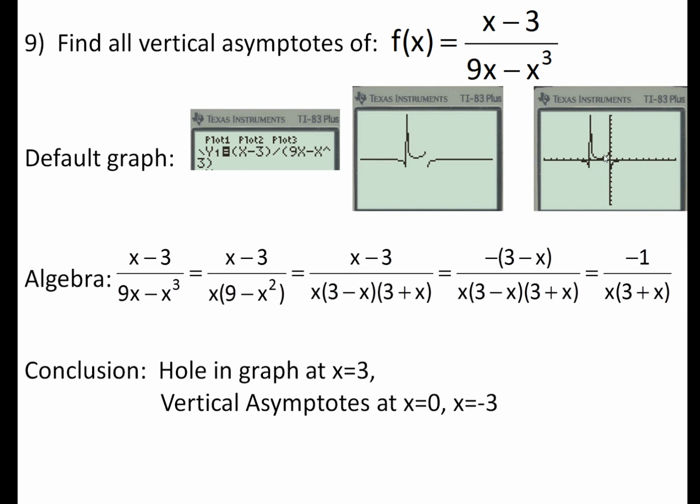When you look at a default graph, that will make sense. Here's the vertical asymptote at x equal to -3. As x approaches -3 from below, this goes off to -infinity. As x approaches -3 from above, this goes to +infinity. And similar behavior at x equal to 0. The function's not defined at x equal to 0, but as x approaches 0 from below, this goes to +infinity. As x approaches 0 from above, it goes to -infinity.